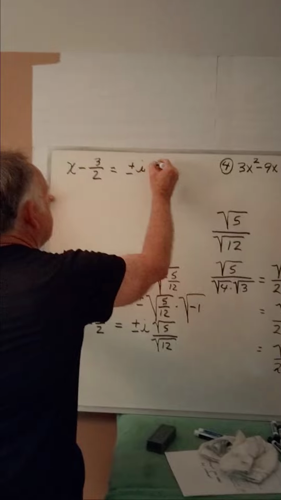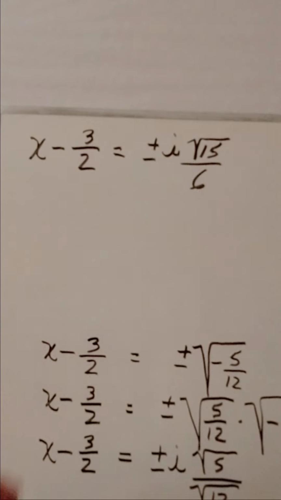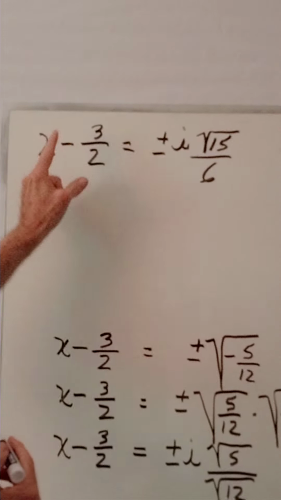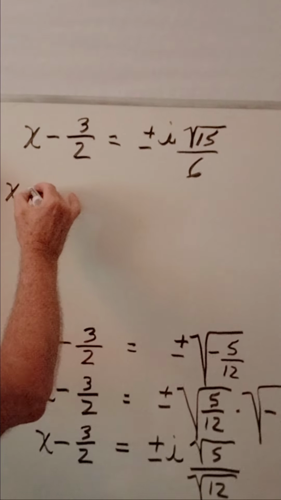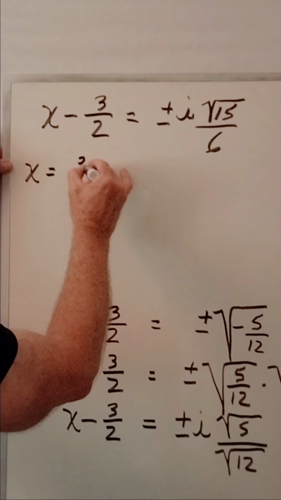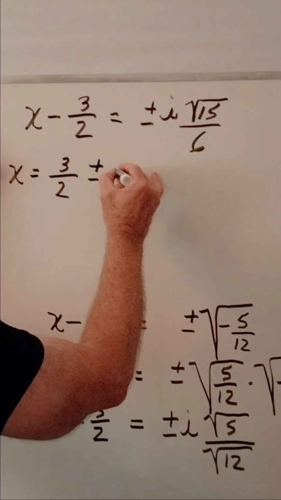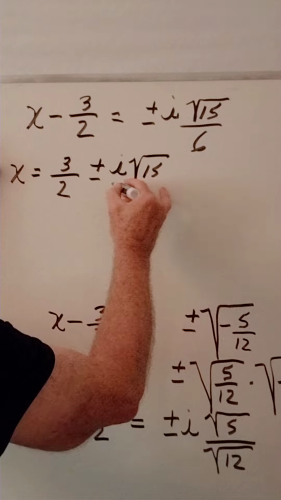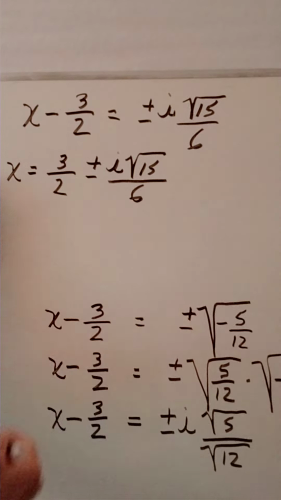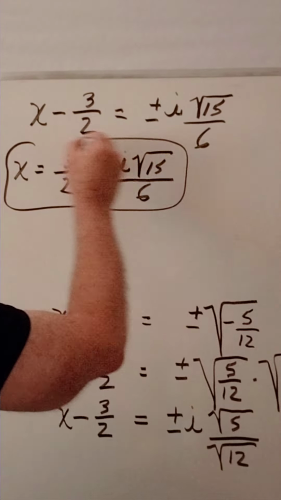Place that right here. It's been simplified. And now we'll move this negative 3 over 2 over to the other side. And we'll get x is equal to a positive 3 over 2 plus or minus i multiplied by the radical of 15, and that is written over 6. And there is our answer.